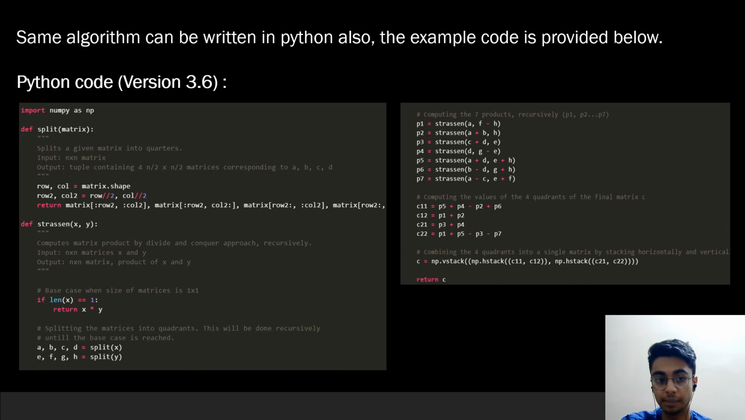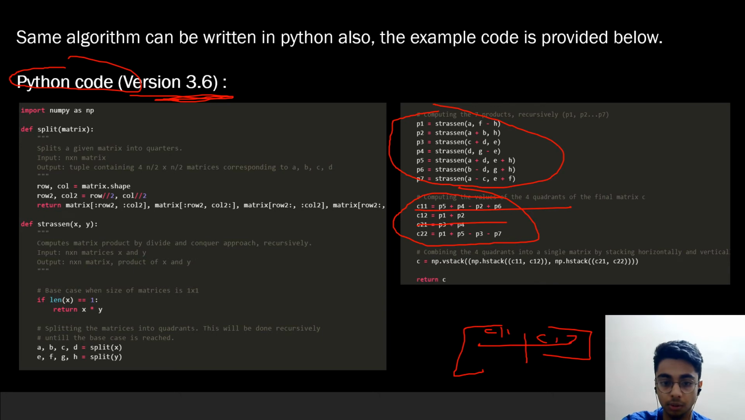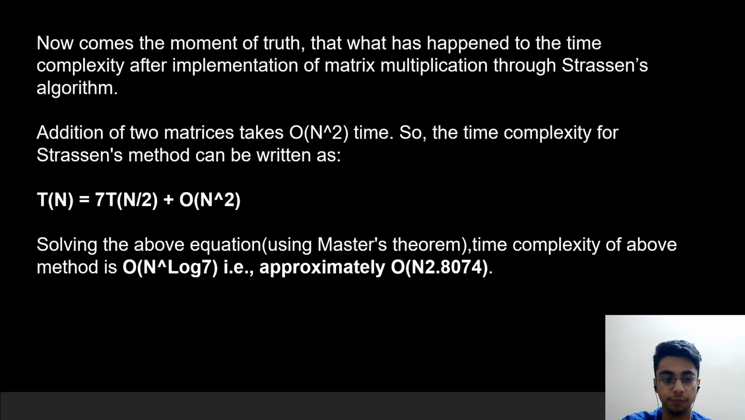Now we can do the same example using Python. That's the version 3.6 that I have provided here. Same thing, those formulas that have been used, computing the values of the 4 quadrants that we saw. In C, it's divided into 4 quadrants. So this is C11, this will be C12, and so on and so forth. So this will be C21. Yeah. And very basic algorithm, can be understood by the code itself.